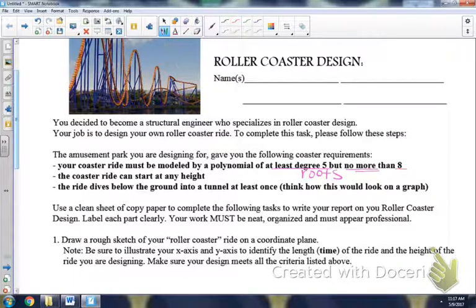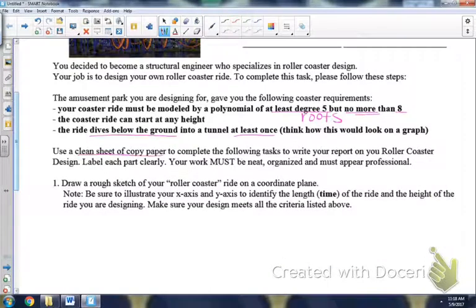The roller coaster can start at any height. The ride dives below the ground, which means it will be going in the negative y values, into a tunnel at least once, and think how this would look on the graph. Okay? All right, so this clean sheet of copy paper, we're going to be using the long either yellow or blue paper that I have out. And you won't need to be doing that until the very end, once you've finished everything.